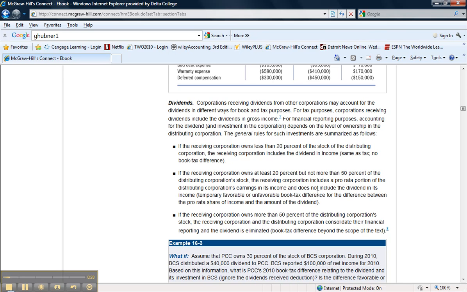For the most part, I'm going to let you read through these. I'm just going to scroll through them and give you some commentary where I think it's necessary. For dividends, for book purposes, depending on how much of the company is owned by the shareholder, that will impact how much income for book purposes gets recognized. For tax purposes, just the amount of the dividend goes into taxable income. So you'll compute a difference using those two methods.